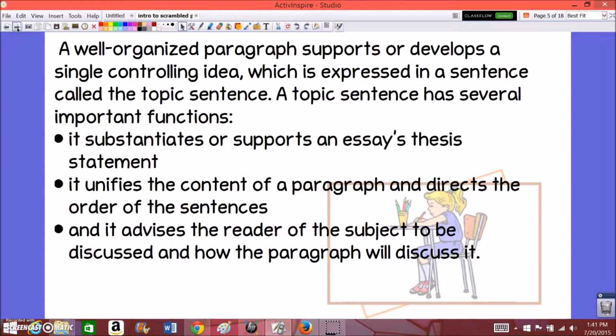Now, a well-organized paragraph is going to develop a single controlling idea, and the topic sentence is really going to introduce it. The topic sentence has a couple of important functions. It's going to substantiate or support your writing, whether it's an essay or any kind of informational piece. It's going to substantiate and support that thesis statement or that controlling idea. It's going to unify the paragraph, and it's going to direct the order of the sentences, and it lets the reader know what the subject of that paragraph is.